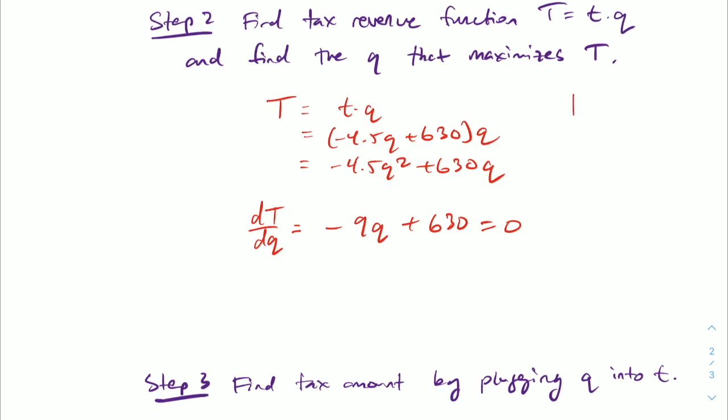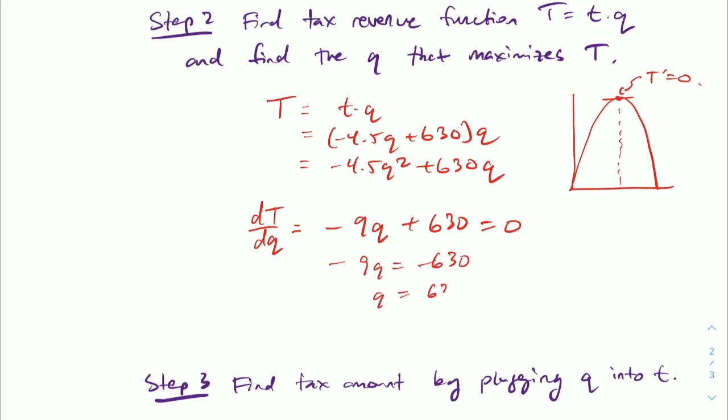So we have this revenue function, it's a quadratic, looks something like this. And we're trying to find the vertex. We want to find where the derivative, T prime, is 0. And if we solve for Q here, we get negative 9Q equals negative 630. So Q is 630 divided by 9. So Q is 70 units. That's the amount that will maximize our revenue.